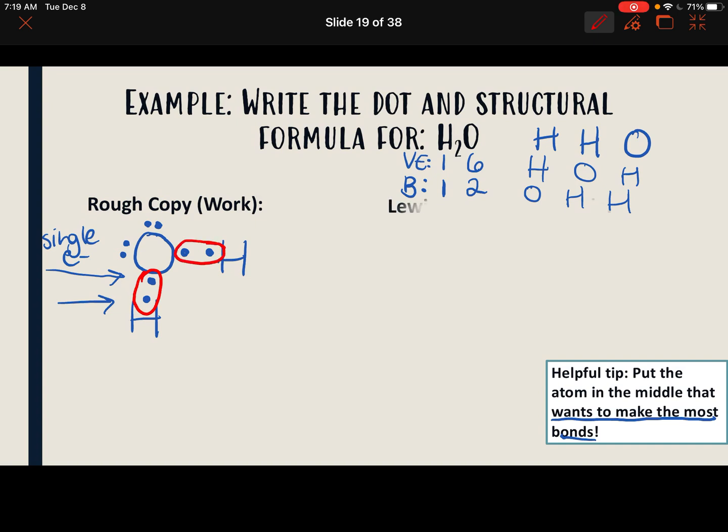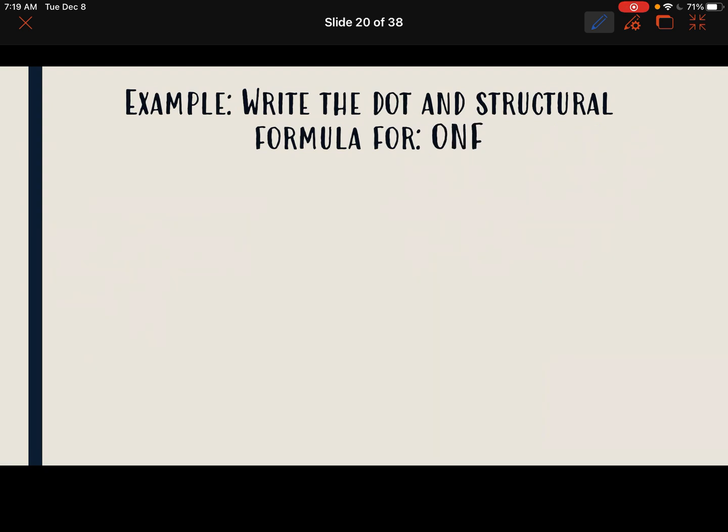Okay? Now, oxygen has formed 2 bonds, and each hydrogen has formed one. So we have finished our structure. So now for the Lewis structural formula, I'm going to draw the oxygen with 2 hydrogens on either side of that oxygen. So we have 2 single bonds within water.